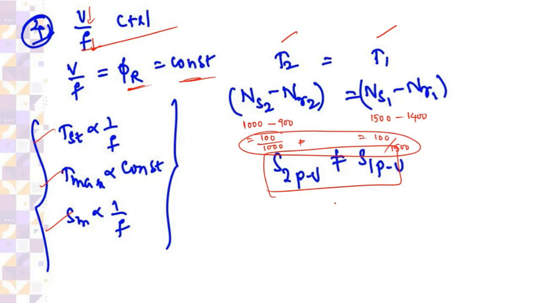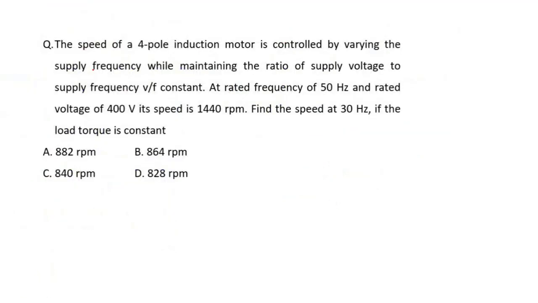Per unit slips are not going to be the same. Okay. So if you take up the question: the speed of a 4-pole induction motor is controlled by varying the supply frequency while maintaining the ratio of supply voltage to supply frequency, V by F ratio, as constant. At rated frequency of 50 Hertz and rated voltage of 400 volts, its speed is 1440 RPM. Now find the speed at 30 Hertz.